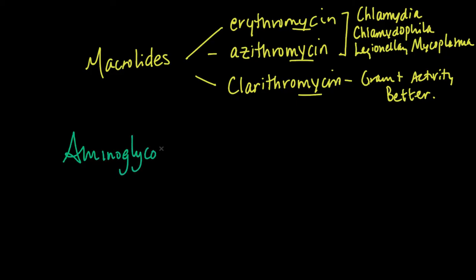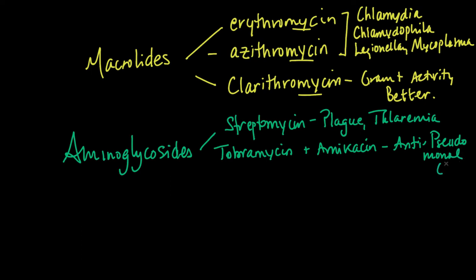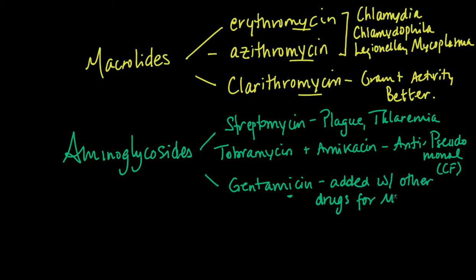Next, we have the aminoglycosides, and although they are not used that much, there are a few important ones to remember. First off is the first aminoglycoside ever discovered, streptomycin, which was once used to treat TB, but is now used to treat plague, Yersinia pestis, and tularemia. Tobramycin and amikacin are used for their anti-pseudomonal activity, so you will often see these prescribed in patients with cystic fibrosis. Gentamicin, notice the spelling, MICIN, is often used in combination with other drugs to fight very nasty bacteria.